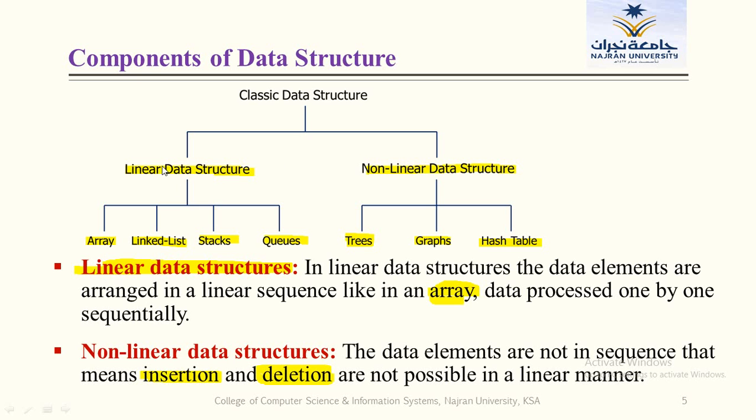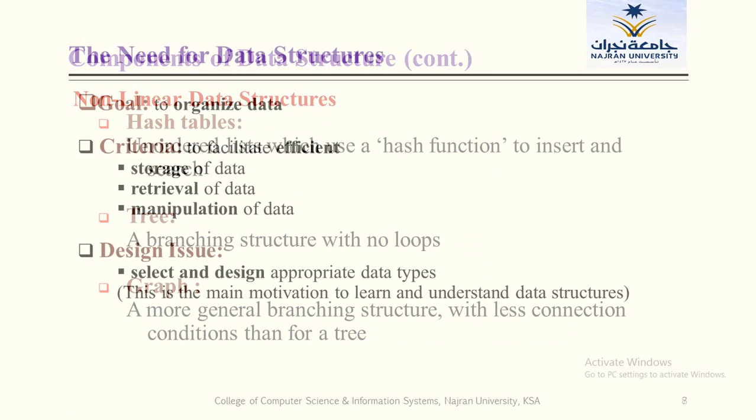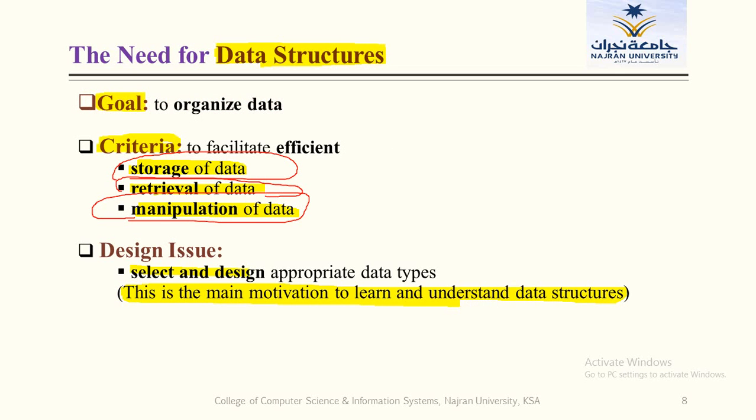What are the linear data structures? We have array, linked list, stack and queue. What are non-linear data structures? We have tree, graph and hash table. Then we have seen why we need data structures, and we have seen that if we choose a data structure well, it will facilitate efficient storage of data, efficient retrieval of data and efficient manipulation of data.